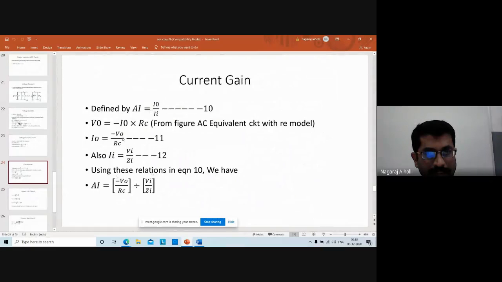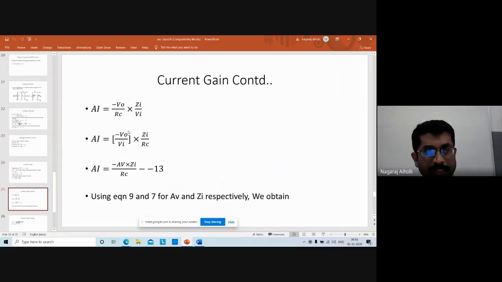Then using these relations, AI is equal to minus V naught by RC, that is I naught, divided by II. II is Vi by Zi. This will be minus V naught by RC into Zi upon Vi. That is minus V naught by Vi into Zi by RC, or AI is equal to minus AV into Zi divided by RC, where V naught by Vi is the voltage gain. Now using equations 9 and 7 for AV and Zi, we obtain.